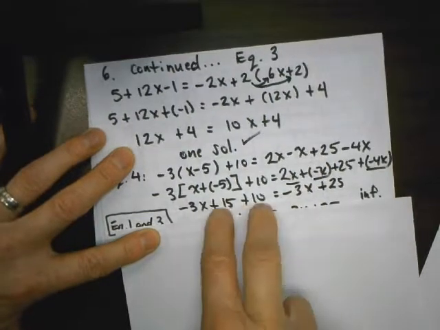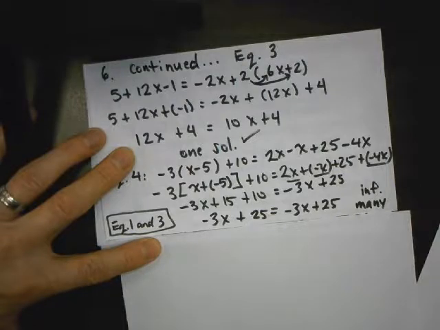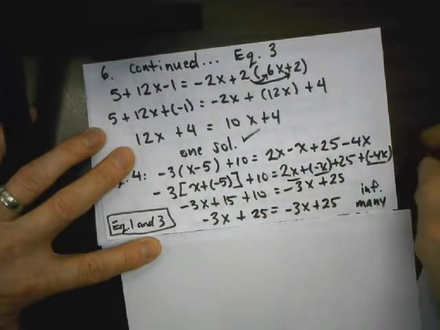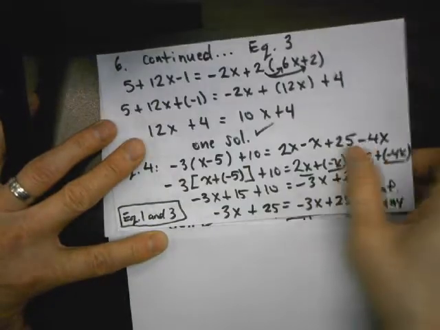I still need to combine like terms over here. I see I have the same. I don't keep solving. Once I'm simplified, I look. Same coefficients, same constants. That's the one that's infinitely many solutions. So the only ones that had one solution were equations 1 and 3.